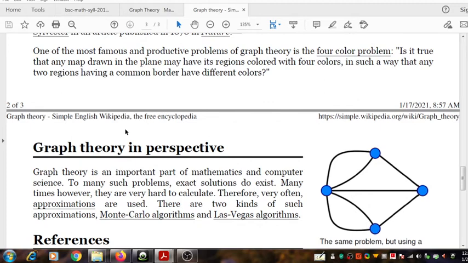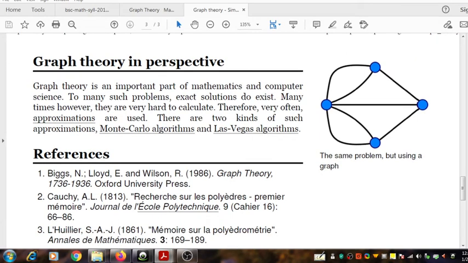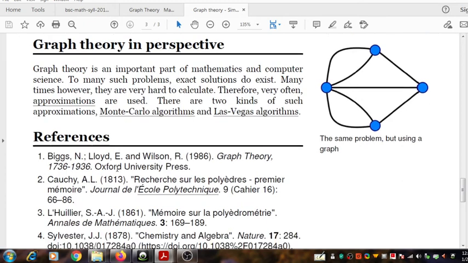Now coming to the last part, graph theory is an important part of mathematics and computer science. To know much more about graph theory, the problems related to it and their exact solutions, you can refer to any one of the articles included here. More about graphs will be discussed in the following lectures. Okay, thank you.